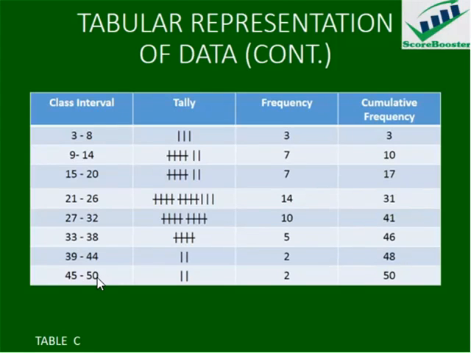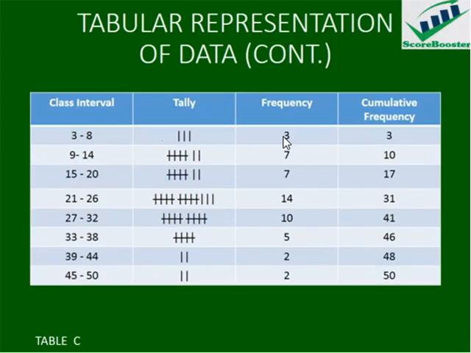For the class 45 to 50, we have 2 plus 2, 4, 4 plus 5, 9, 9 plus 10, 19, 19 plus 14, 33, 33 plus 7, 40, 40 plus 7, 47, and 47 plus 3 will give 50. So that is how to know the cumulative frequency of each class.